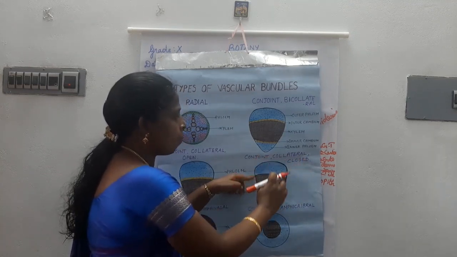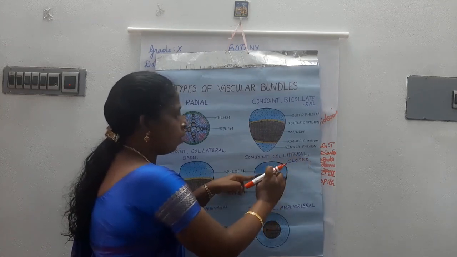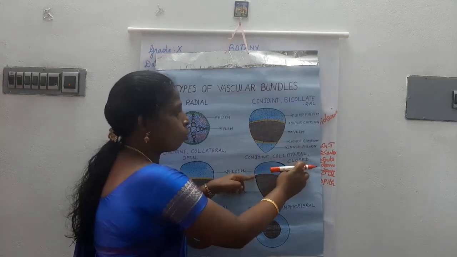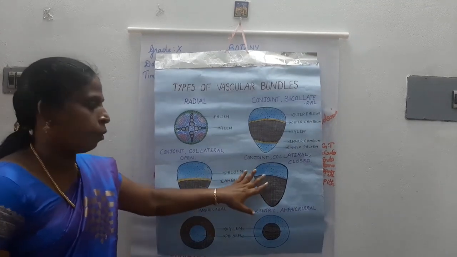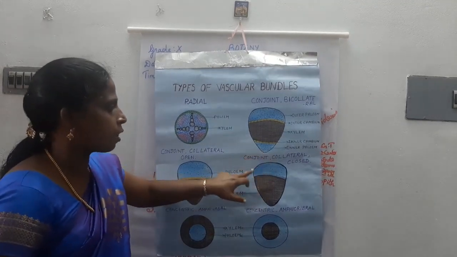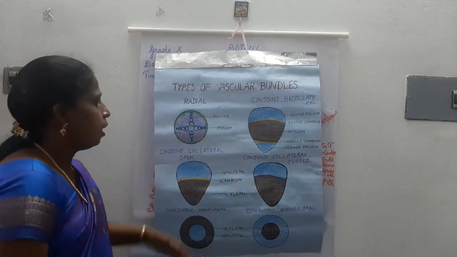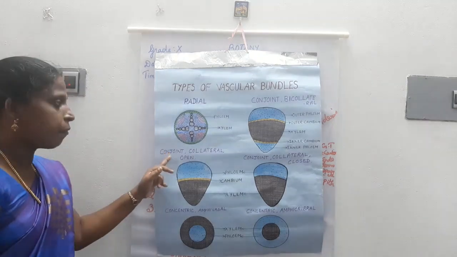Conjoined means xylem and phloem are arranged in the same radius. Collateral: xylem lies towards the center, phloem lies towards the periphery. Closed means here cambium is absent between the xylem and phloem. So this type of vascular bundle is called conjoined, collateral and closed vascular bundle. That is about collateral vascular bundle, which is a type of conjoined.